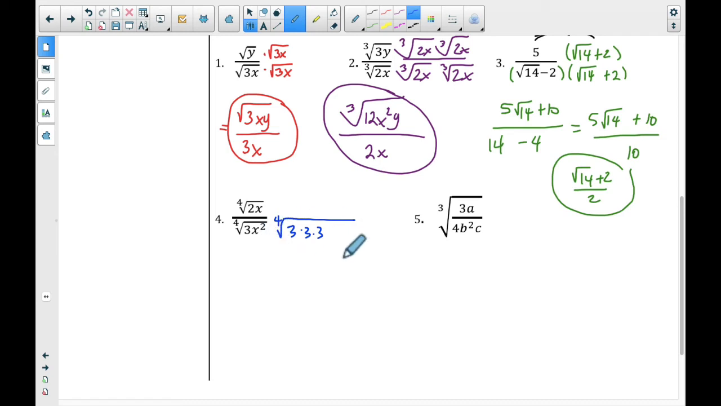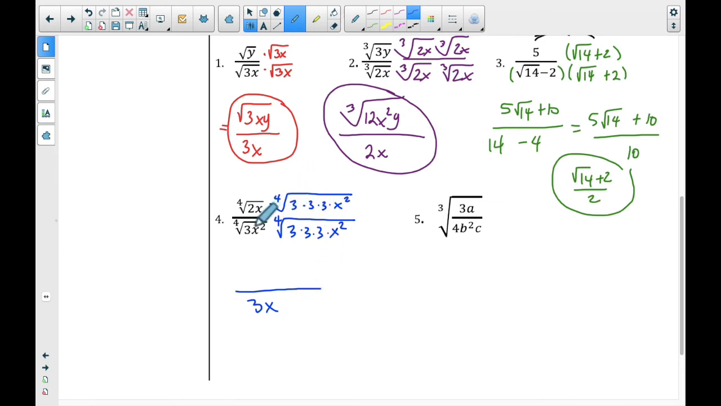We have x squared. We need 2 more x's. I'll just call it x squared. And so that's going to be multiplied on the numerator and denominator. Okay, so in the denominator, we have 3 times 3 times 3. That's 4 of them. That means the root and the power cancel each other out. And we have x to the 4th, and we're taking the 4th root of that. So we have x squared, or just x.